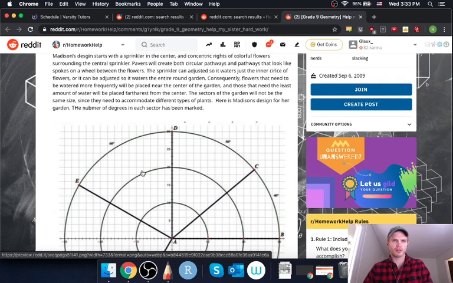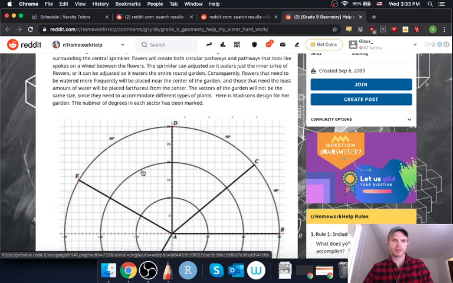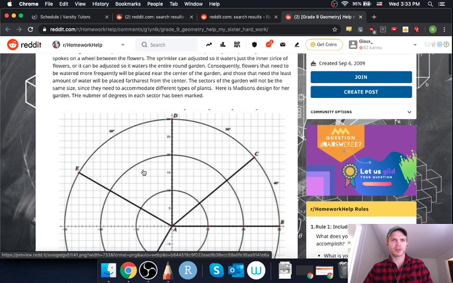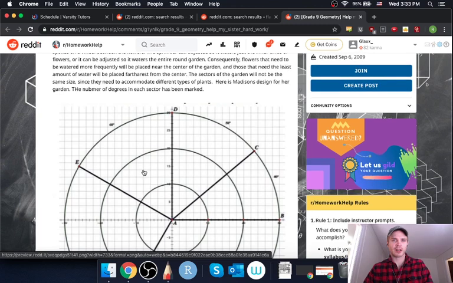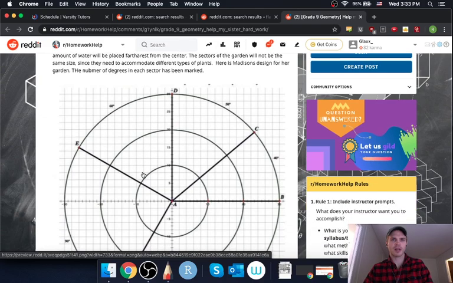Rings, maybe. Pavers will create both circular pathways and pathways that look like spokes on a wheel between the flowers. The sprinkler can be adjusted so it waters just the inner circle of the flowers, or it can be adjusted so it waters the entire round garden. Consequently, flowers that need to be watered more frequently will be placed near the center of the garden. Okay, and those that need the least amount of water will be placed farthest from the center.